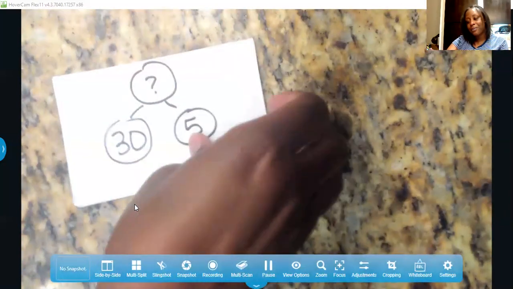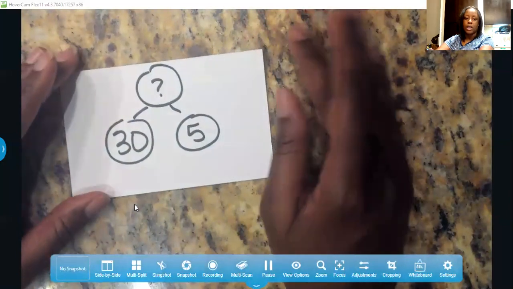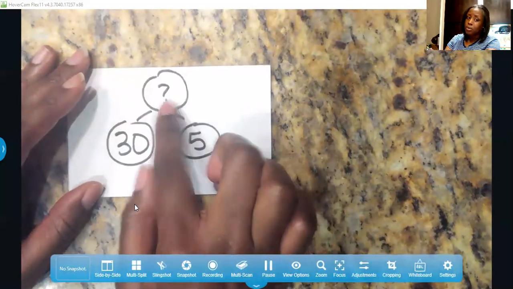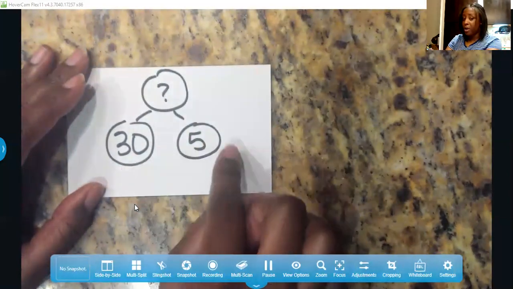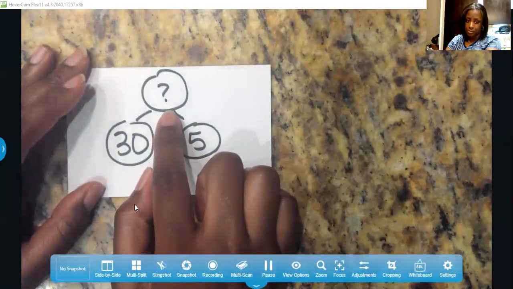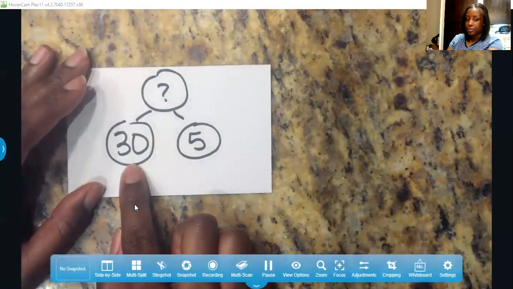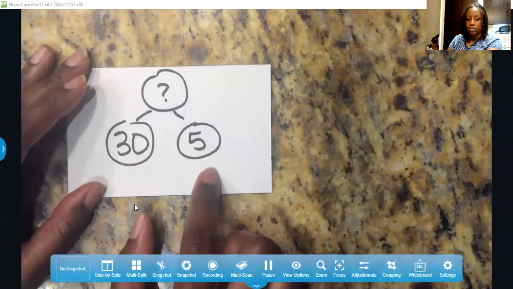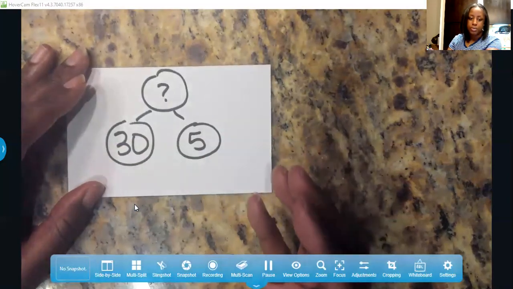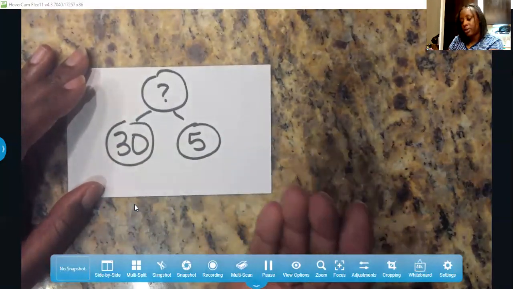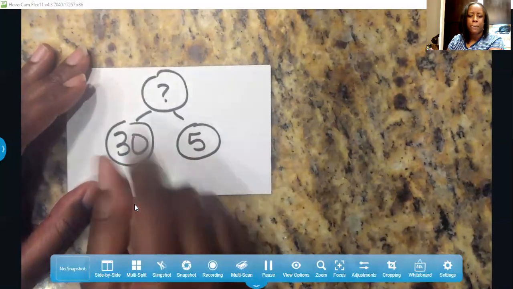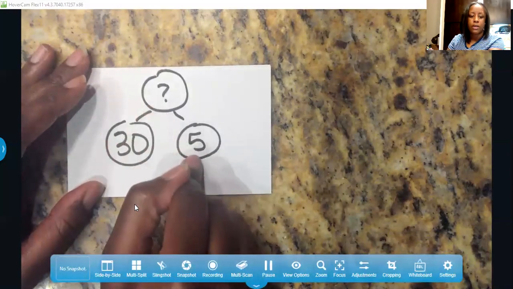This one is a little bit different, and it's going to be our last one for today. This time, I have the whole part. I already have the parts. I just need to figure out what the whole is. Now, if one of my parts is 30, and then another part is 5, what is your whole? Well, parts just means that you do what with them? You put them together. If you take 30 and put it with 5, what number would you come up with? What's your whole for 30 and 5? Give you a minute to think.